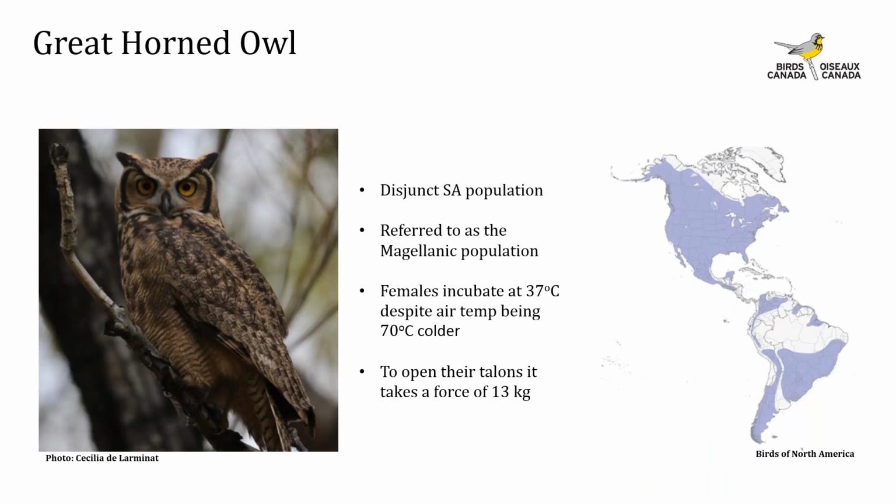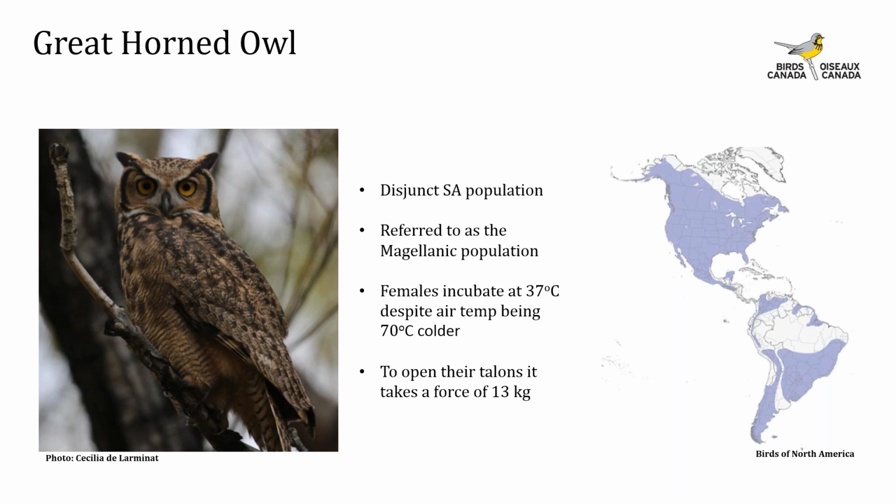I'll take a moment to share a few interesting facts about how awesome great horned owls are. They have a disjunct population separated by the Amazon rainforest. This South American population is referred to as the great horned owl Magellanic population. Their overall behavior and identification features are similar to the northern great horned owl, however.